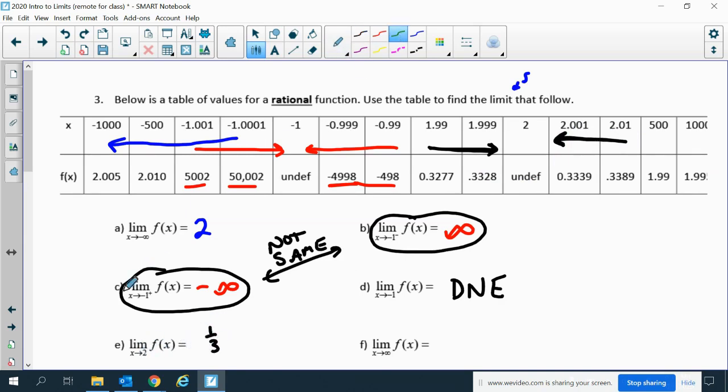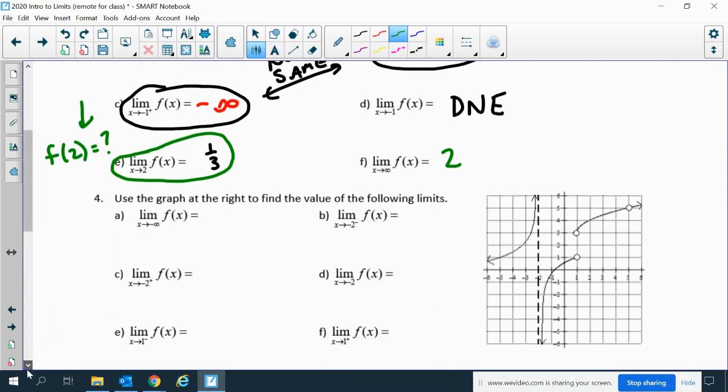One thing to note is that if I said, what is f of 2? That's undefined. So it's okay for a limit to be equal to a number, even though the function doesn't have a value at that point. What is the limit as x approaches infinity? Well, our table appears to be going off the page, but it looks like that's also 2.